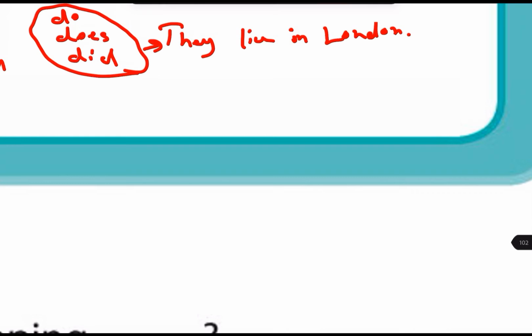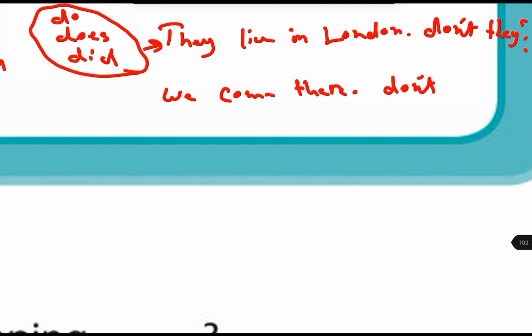Here, if you look at the sentence, it is present simple. We have to say, don't they? Another example, I say we come there. It is a positive sentence. We have to say, don't we? Another one, let it be more clear for you.